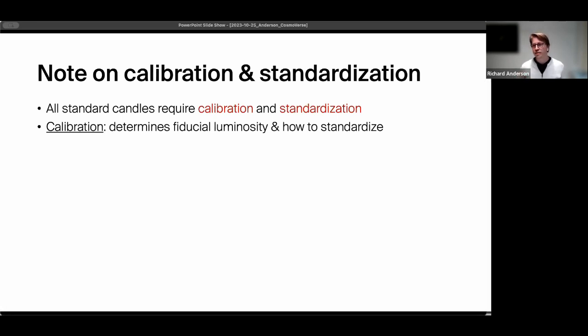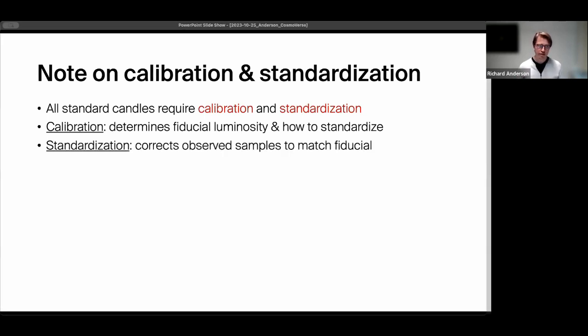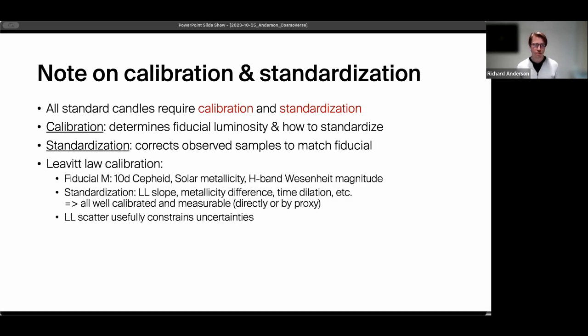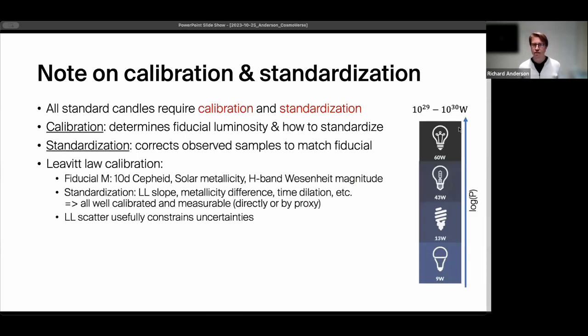And calibration also tells us how to standardize the measurements of the standard candles. Then the standardization is the process of making the observed samples match the fiducial. And that process is really the same for all the different standard candles. Now, if we work with the Leavitt law, typically what we have is different luminosities of the sources. Those correlate, of course, with the period.